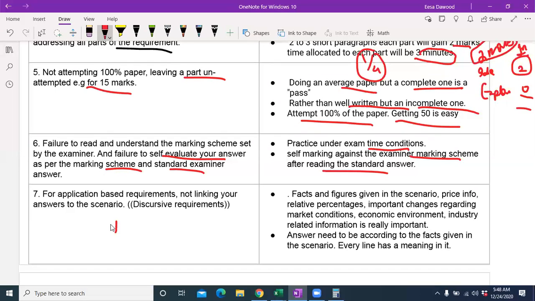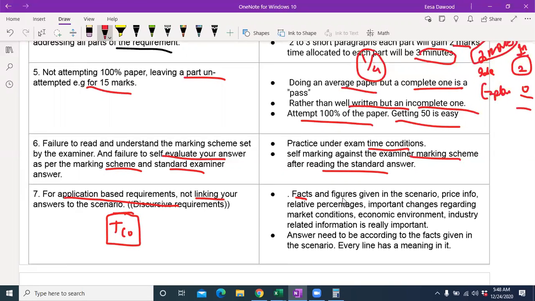For an application-based requirement, for example, the examiner is asking you to explain the problems TICO is facing. TICO is the name of the company in the question. So definitely it's an application-based requirement. You can't give general statements for that. If you are not linking your answer to the scenario, the examiner cannot give you marks. So, for example, for a performance evaluation question, when you need to discuss the performance, it will be in the scenario. The scenario is very important.